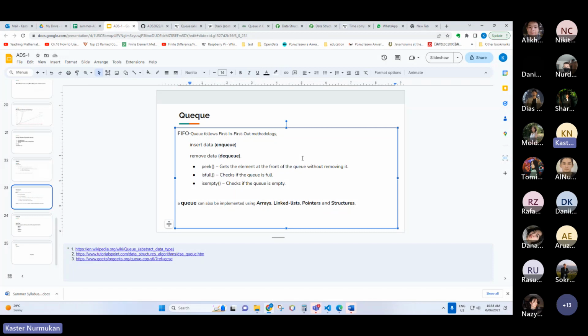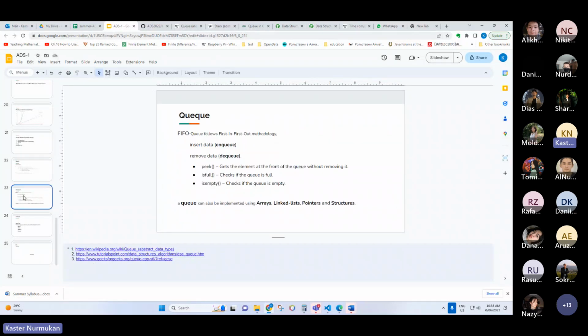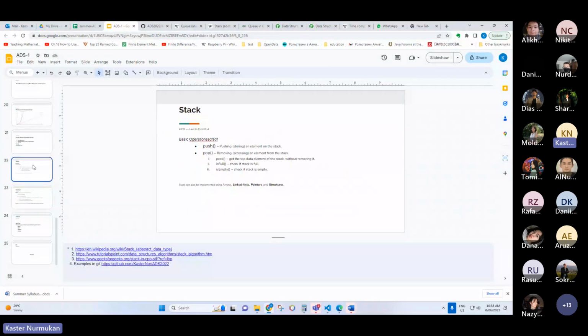For example, you can handle it by order. But a stack is where the one inserted last is served first. So I am wondering what kind of application uses the stack and queue.